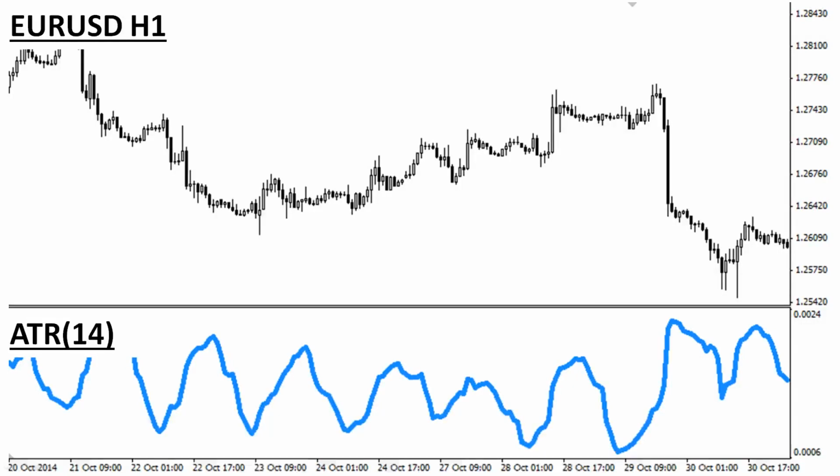In our trading, the one we will focus on is the moving average, and we'll talk about that in the next tutorial.